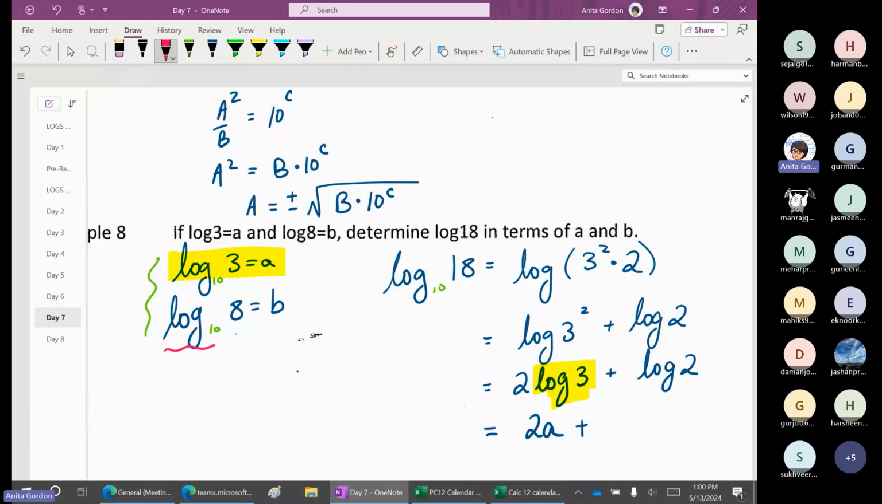Can we rewrite this? How? This is 3 log 2 equals b. I only want 1 log 2. How do I do that? If 3 log 2s make a b, and I only want 1 of them, what do I do to the b? Divide by 3. There.